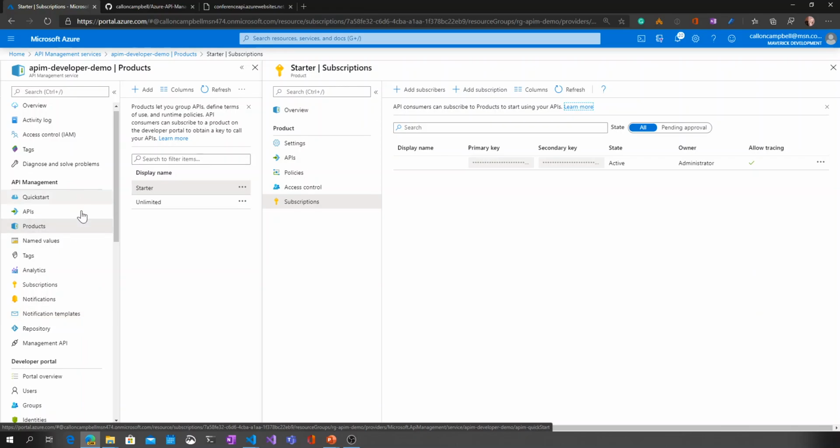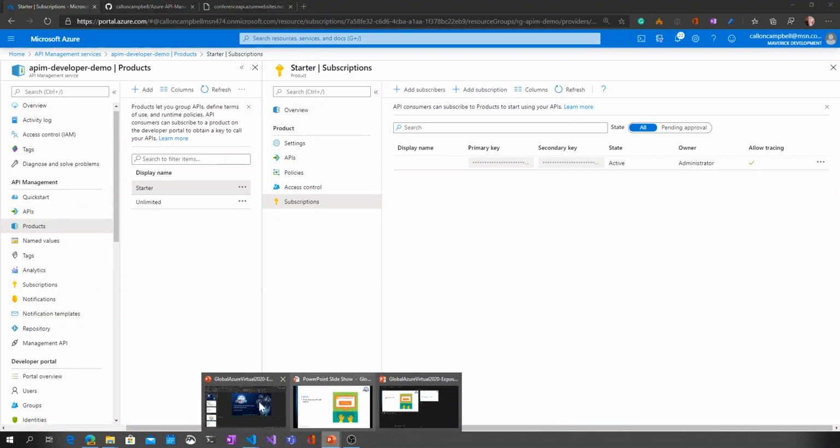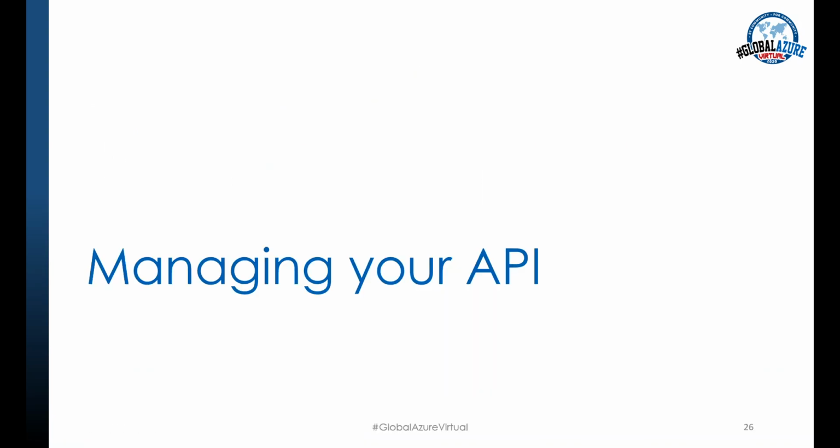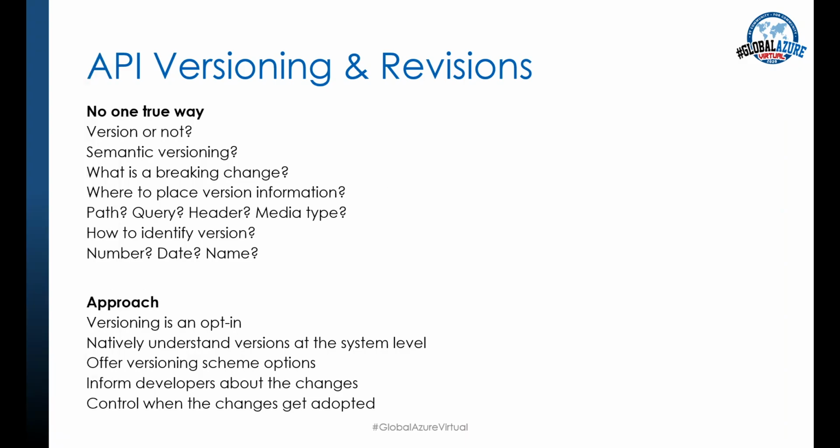Okay, so moving on back to the presentation. So we protect our APIs with policies. So managing our API. When I first created the first API, there was no versioning put in place. We had the option to go and add it before, but with API management, there is no one true way to apply versions. So you can either version your API or not version.